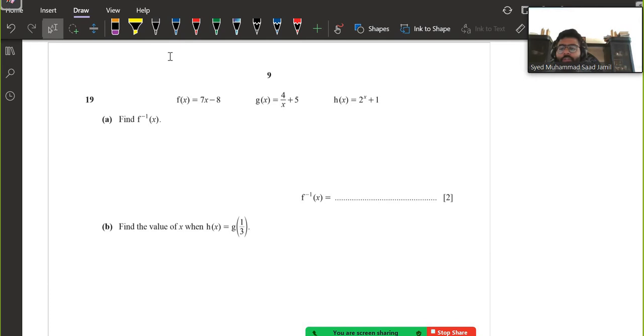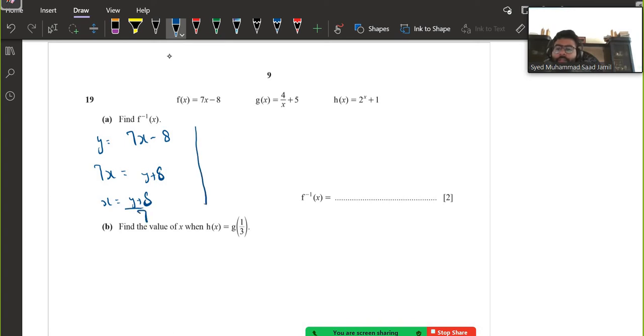Moving on, it says question 19. This topic is functions. Find f inverse x. Simple. Just write y is equals to 7x minus 8. 7x is equals to y plus 8. X is equals to y plus 8 divided by 7. F inverse x, and now in place of y just write x. X plus 8 upon 7. And that's how you solve the question.